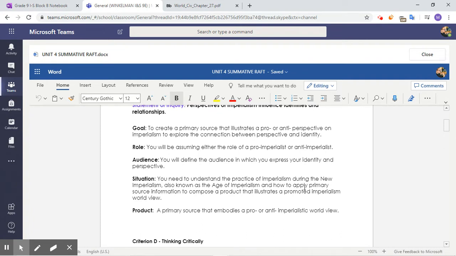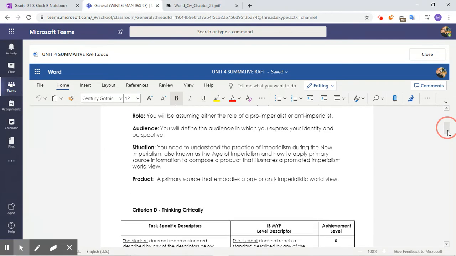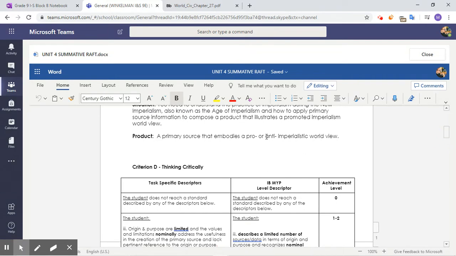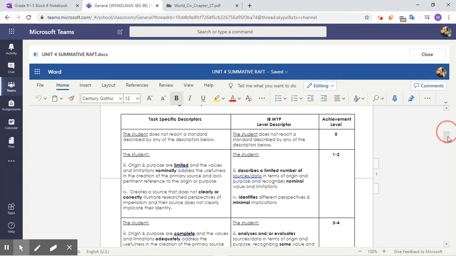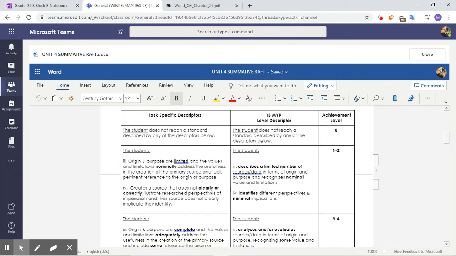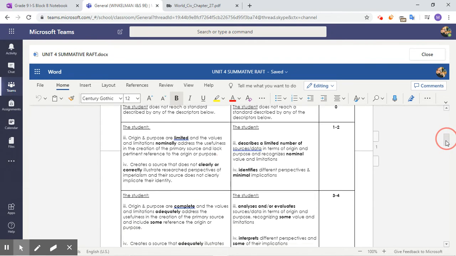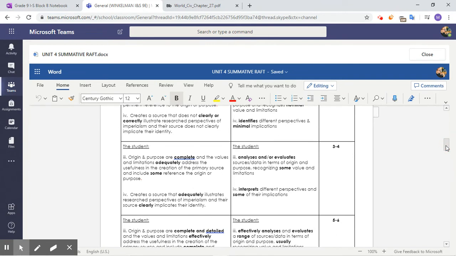Also known as, and how to apply primary source information to compose a product that illustrates a promoted imperialism worldview, which is anti. And what is your product? A primary source that embodies a pro or anti. So D, we are going to be doing an OPVL and this criterion that talks about identifying different perspectives. Okay, and that is where you're going to show either a pro or anti. You're looking at the perspective that existed at that time.